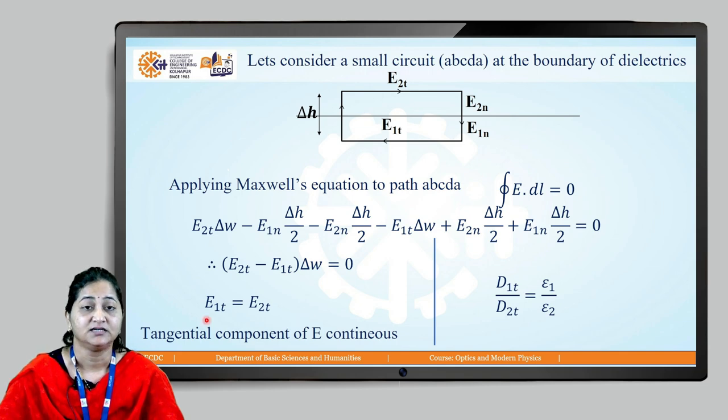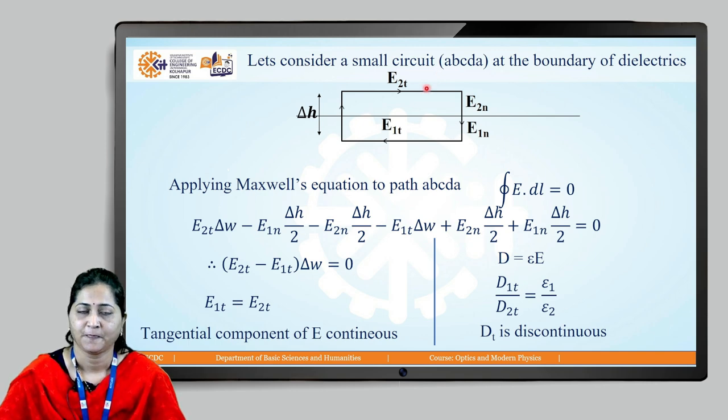That means the tangential component of electric field is continuous, right? Tangential component of electric field is continuous if we consider this particular small circuit, and normal components get cancelled out.